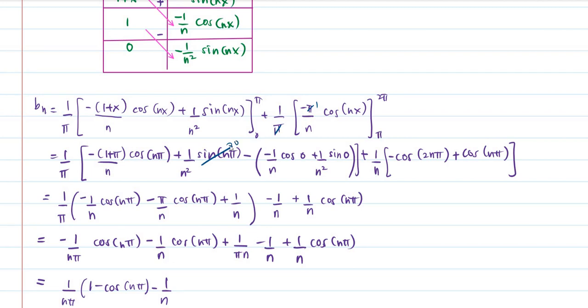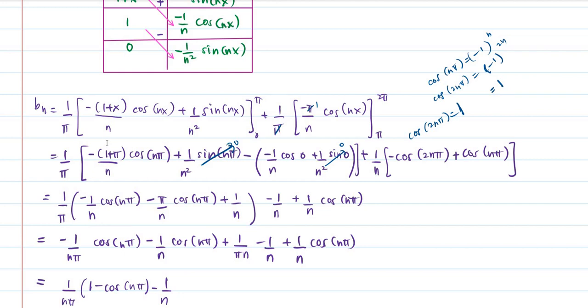So sin n pi equal to 0, and then sin 0 equal to 0. Next, cos 2n pi plus cos n pi. Take note that cos 2n pi is equal to 1, because cos n pi is equal to negative 1 power of n. So cos 2n pi is equal to negative 1 power of 2n. Anything power of an even number would be equal to positive 1 again. So here we have negative 1 over n.